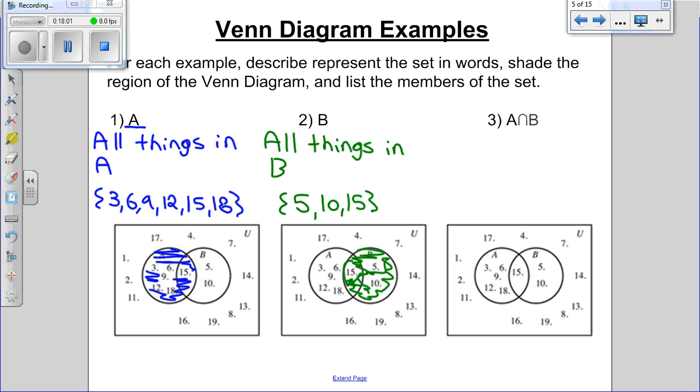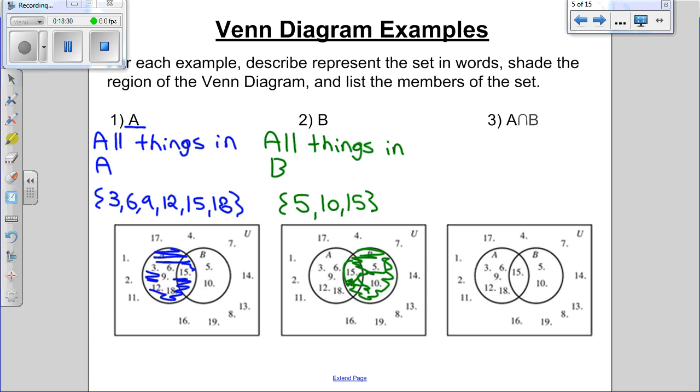So if we look at that, it says all things in set B. That's how I describe it in words. If I was to list out all the things in set B, I would list out 5, 10, and 15. If I was to shade it, I'm shading the entire circle B, even the 15 because it counts in both. Yeah, it's part of set B as well. And I definitely tried to draw around it.